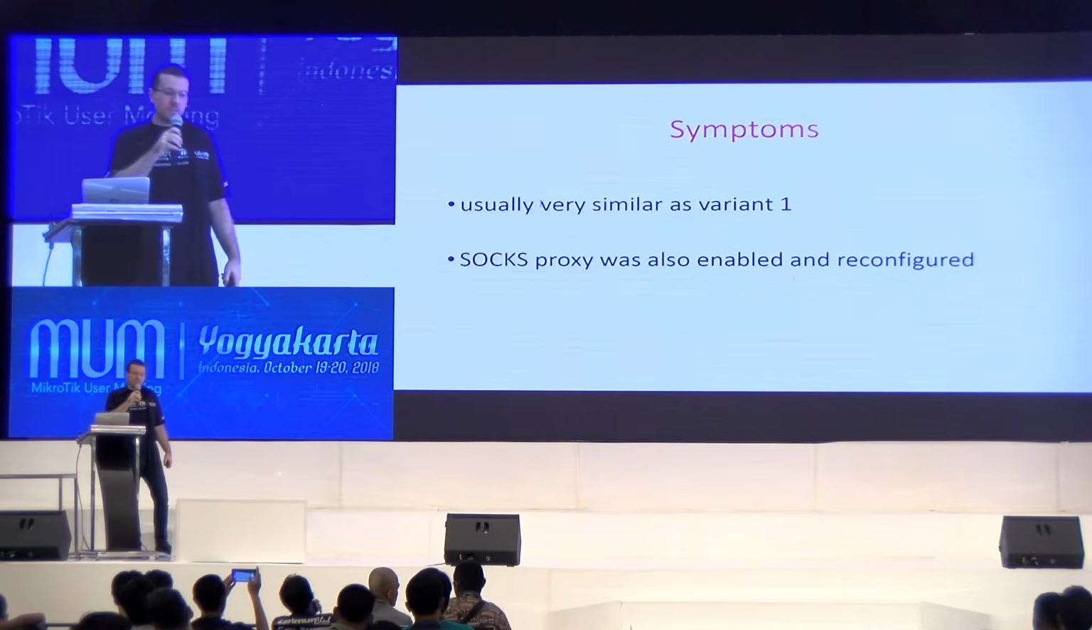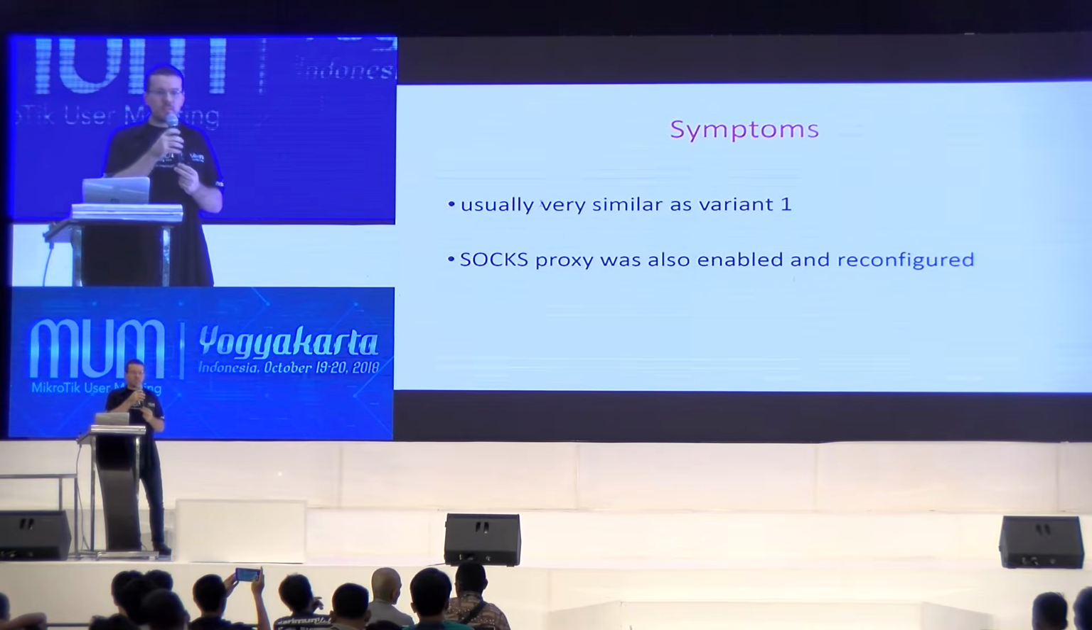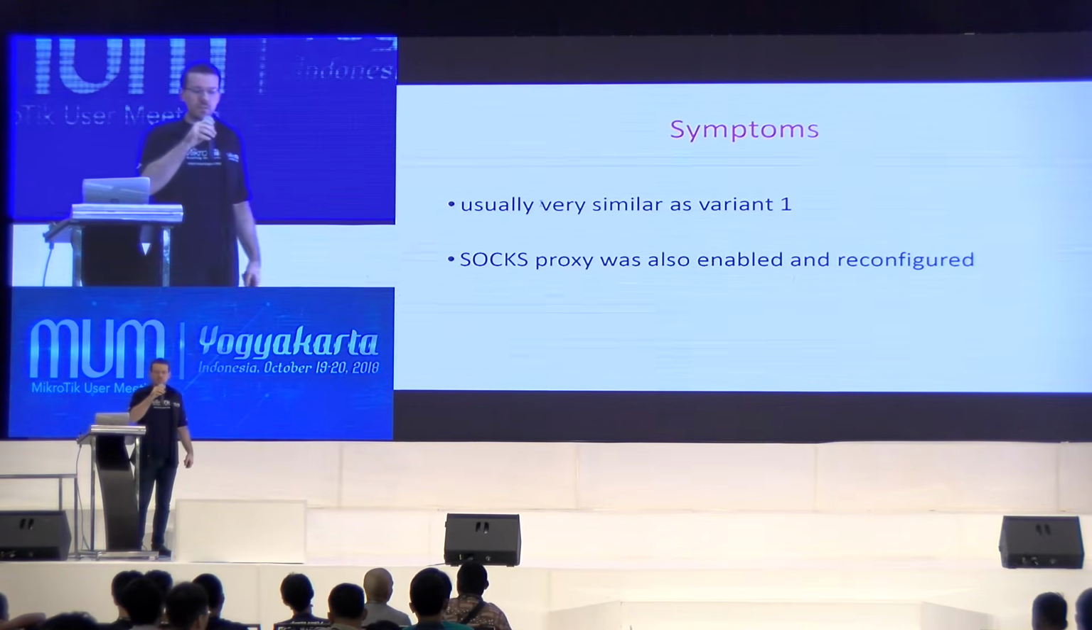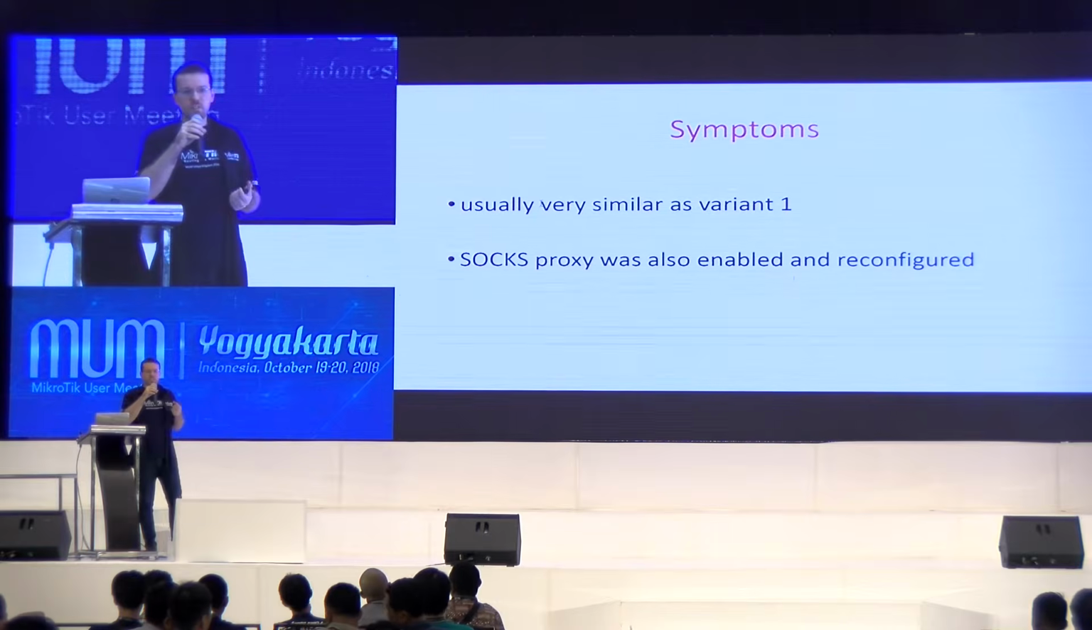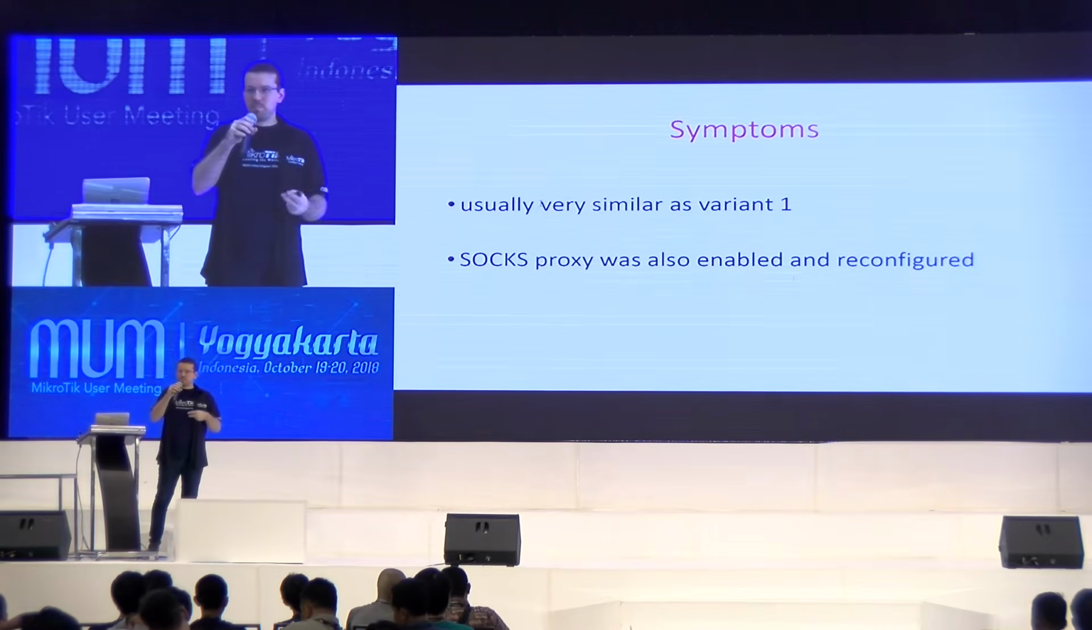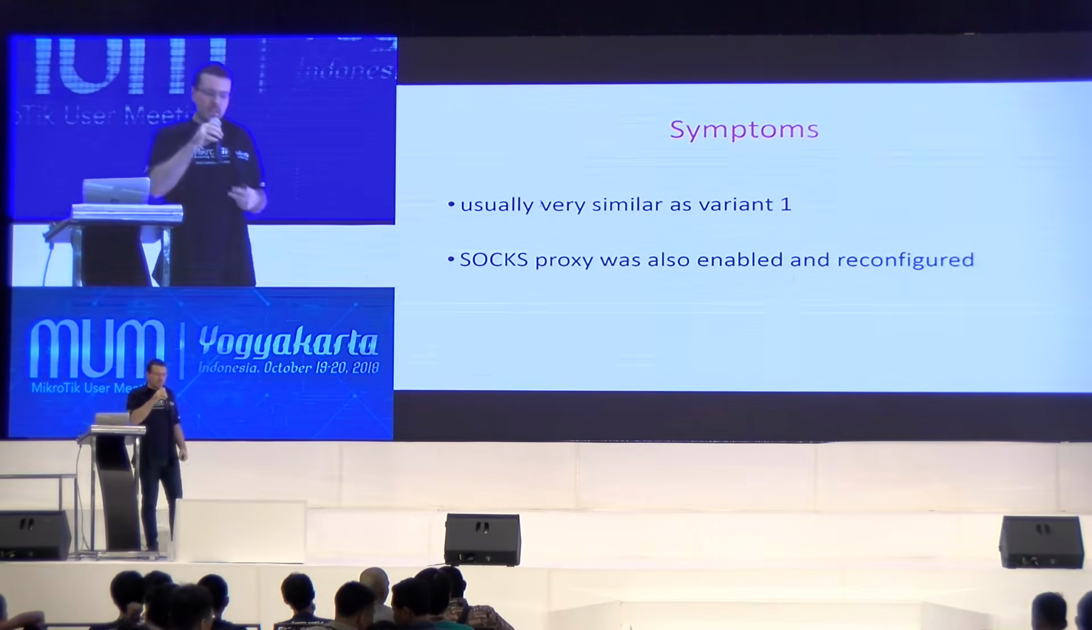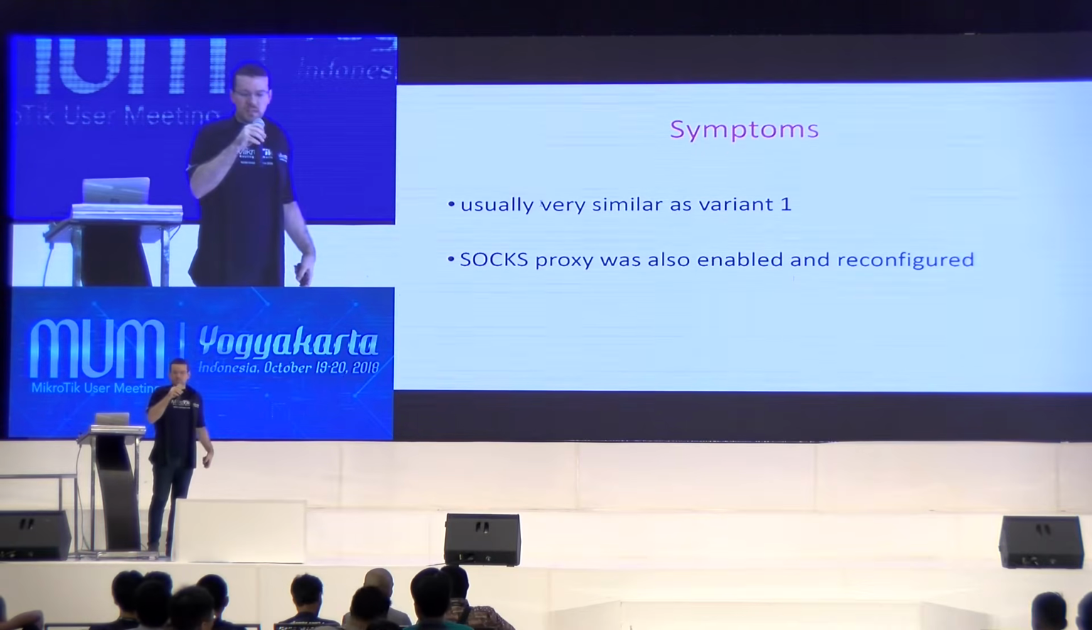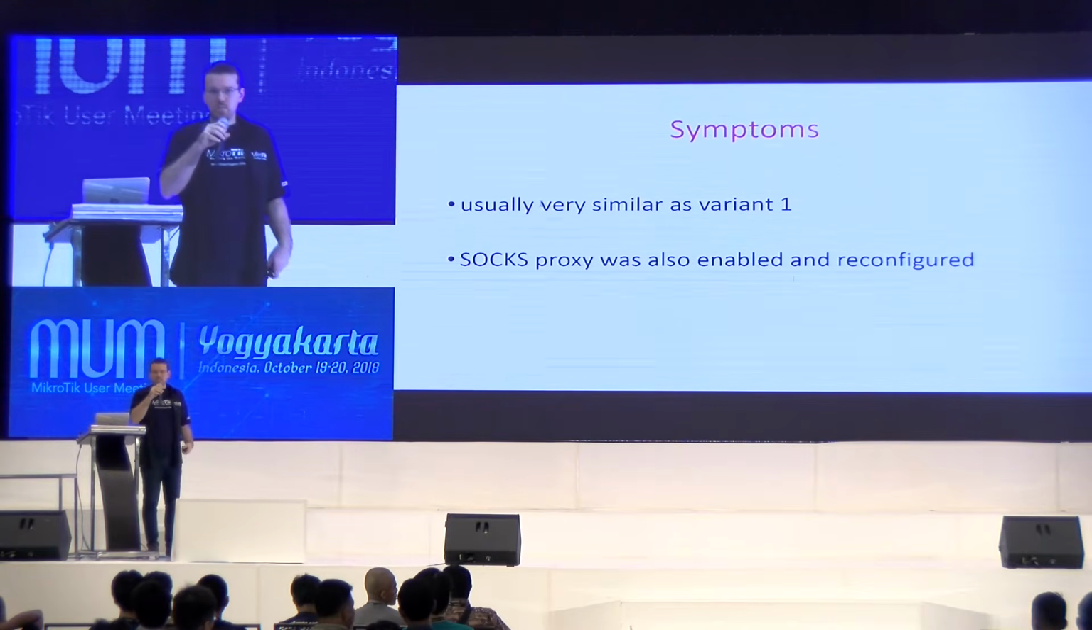So what were the symptoms? Actually, the symptoms on the infected router were very similar to variant 1. So there was a service user, there was a scheduler, there were scripts, there were NAT entries. Additionally, though, SOCKS proxy was enabled and reconfigured to facilitate attacks.